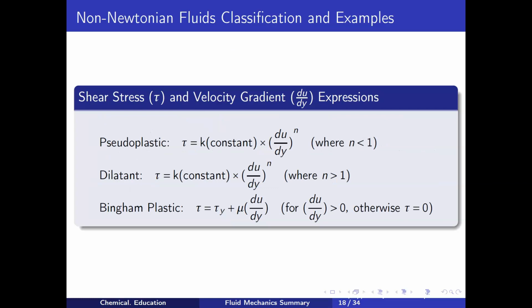Now here is the shear stress and velocity gradient relationship expression. So for pseudoplastic, tau is equal to k (du by dy) to the power n, where n is less than 1, and for dilatant, tau is equal to k (du by dy) to the power n, where n is greater than 1, and for Bingham plastic, tau is equal to tau 0 plus mu du by dy, for velocity gradient du by dy greater than 0, otherwise tau will be 0. Here n is the flow behavior index and k is the flow consistency index.